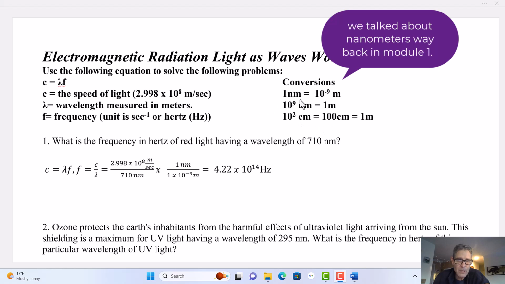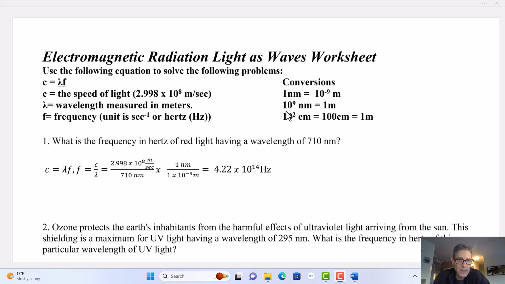So 1 nanometer is the same thing as 10 to the negative 9 meters. Or if you go the other way around, you could say that 10 to the 9 nanometers is 1 meter. And we're going to need that information to solve this problem because whenever we're talking about frequency and later energy, we need our wavelength to be in meters, and so we have to do a conversion.